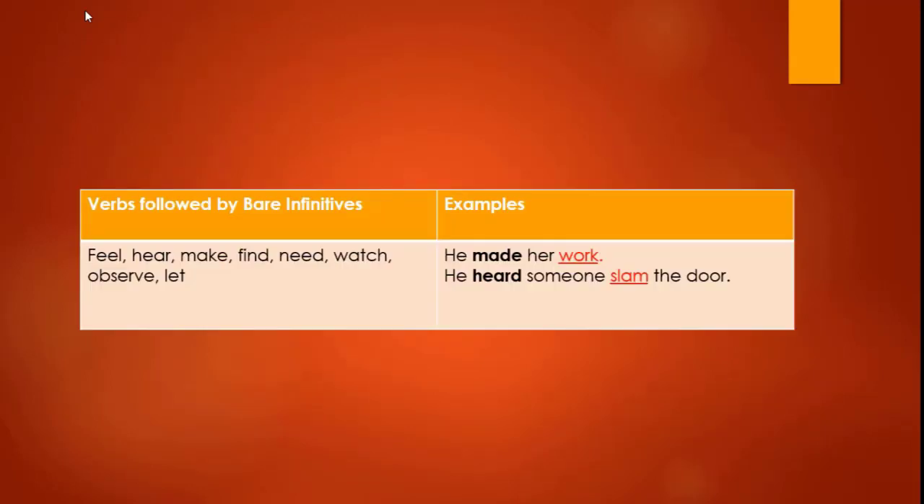Dear students, keep special verbs in mind. These verbs are followed by bare infinitives. These are feel, hear, make, find, need, watch, observe, let. Its examples are: he made her work, he heard someone slam the door. In these two examples, work and slam are bare infinitives. Made and heard are the verbs that are followed by bare infinitives.